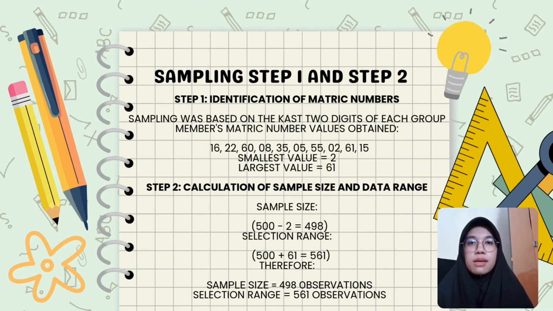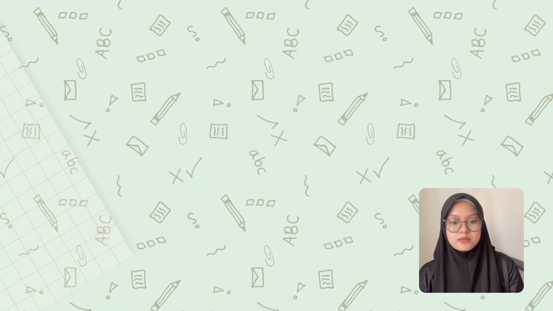Next, we calculated the sample size and selection range based on the formulas provided. For the sample size, we subtracted the smallest value from 500. Therefore, 500 minus 2 equals 498. This means our final sample size was 498 observations. For the selection range, we added the largest value to 500. Therefore, 500 plus 61 equals 561. This means the first 561 observations from the dataset were considered for the sampling process.